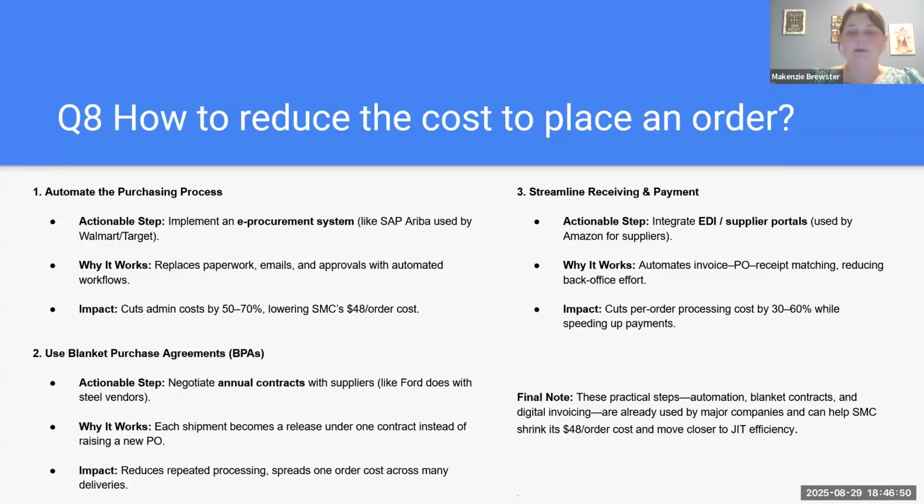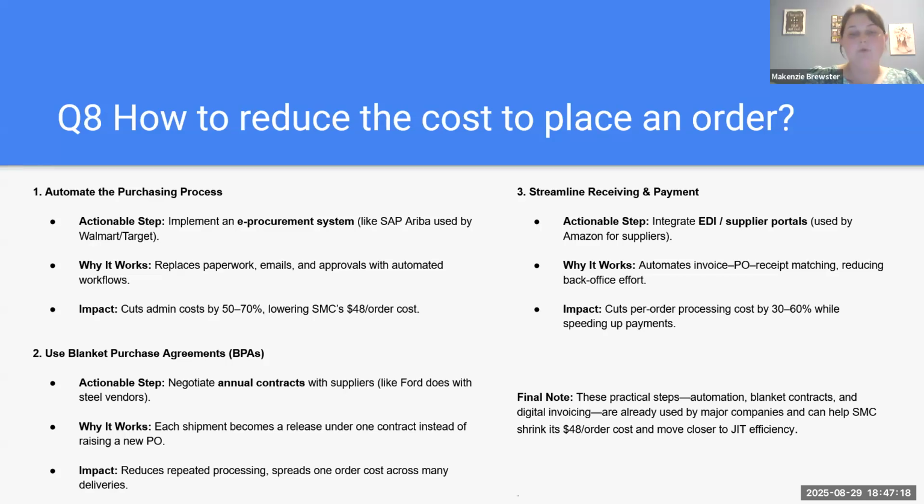This integrates EDI and supplier portals, so you're able to have the same information going both ways between the customer and the supplier so that everybody has the same PO and receipt matching. It also reduces the back office effort and cuts down your overall processing cost by 30 to 60%. And it also speeds up your payments.